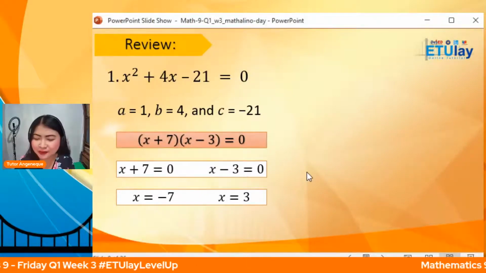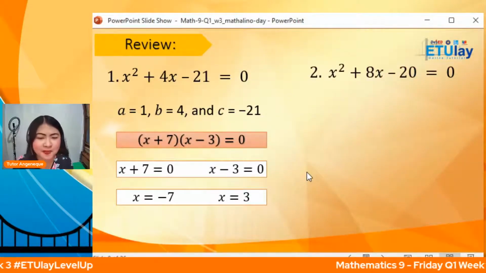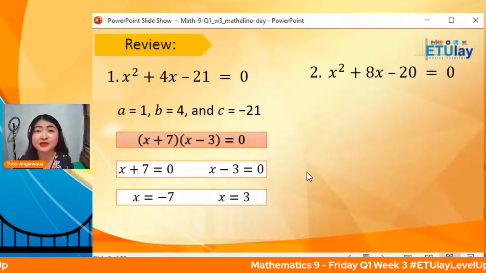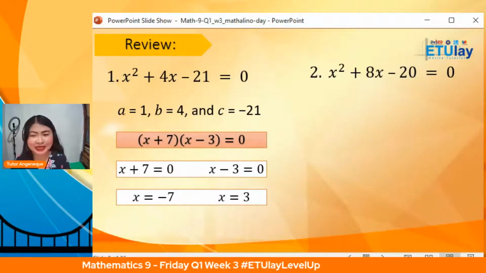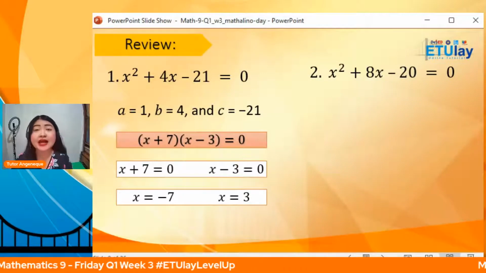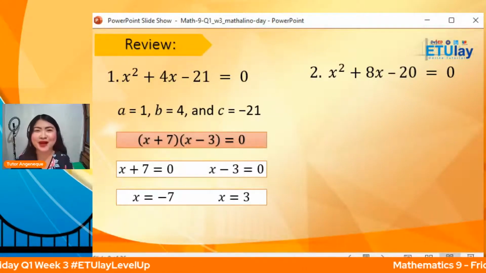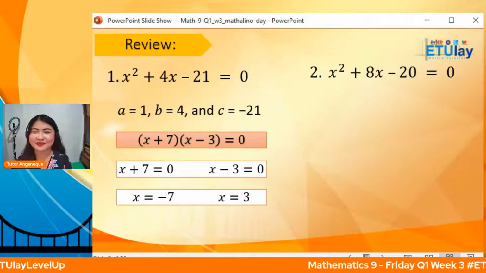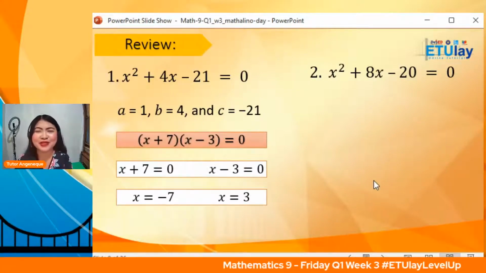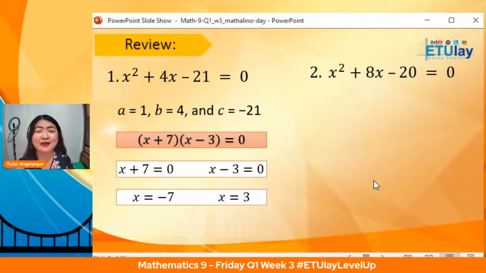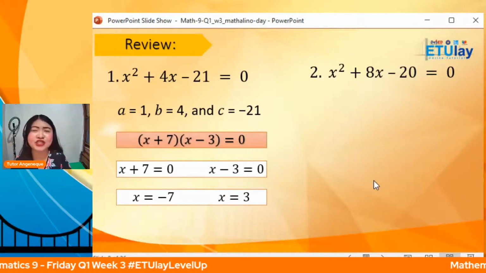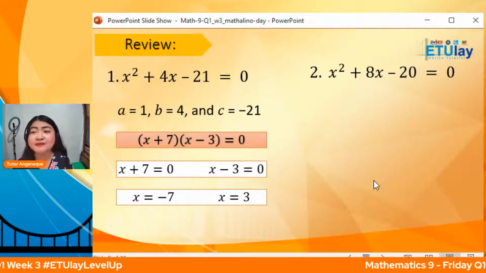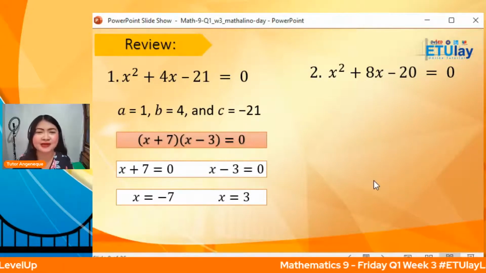Alright, now let's try number 2 while waiting for the comments from different parts of the Philippines. Yes, good job, Alexandra. The solutions are negative 7 and positive 3. Great job. Okay, how about number 2? Okay, so habang kayo ay sumasagot, again, please give me the solutions of number 2. X squared plus 8x minus 20 equals 0.